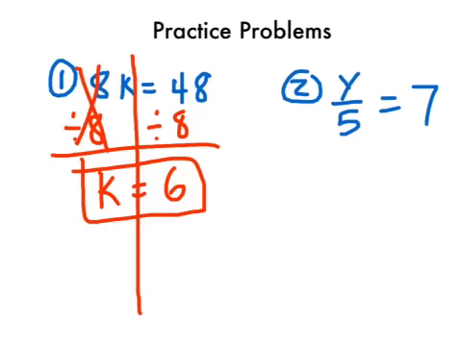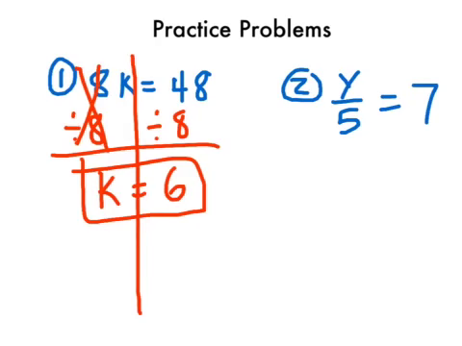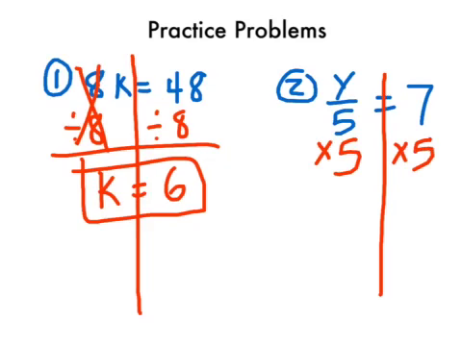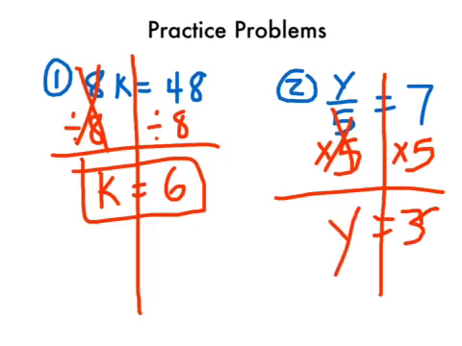Now with the other problem, you should have drawn your line straight down. Let's see, it's not going to let me, so I'm going to draw my line up. Now, what's being done here? We are dividing by 5, y divided by 5, so we're going to do the opposite. We're going to multiply by 5 on both sides. That's going to cancel that out. We're going to be left with y on one side of the equal sign. 7 times 5 is going to give you 35.